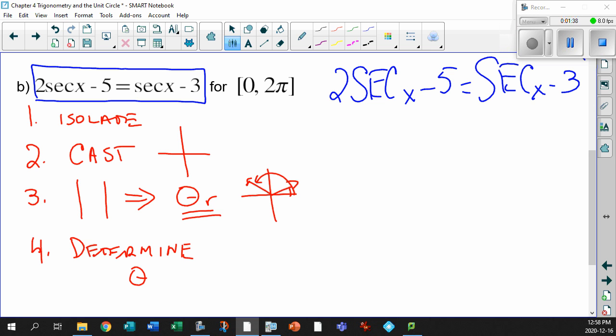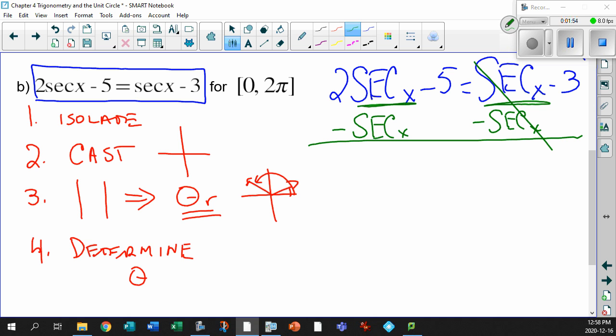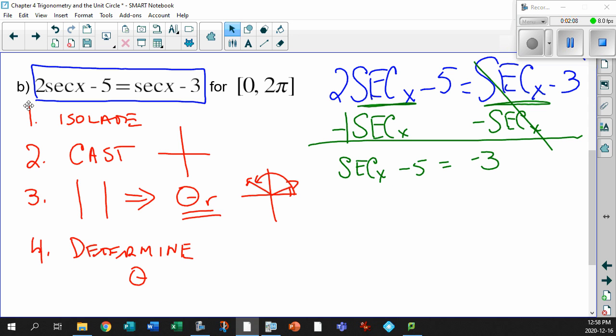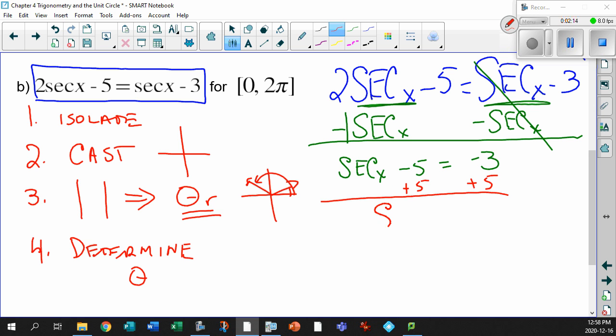Let's start combining like terms. There's a secant x here. There's a secant x there. Bring that secant x over to the other side, which means you have to subtract secant x from both sides. Oh my goodness, that's really easy to do. That's gone, leaving you, oh, look at that, 2 minus 1. Ooh, so tough. This is going to be your secant x then, minus 5 equals minus 3. Keep on solving this until it's isolated. All right, so that means add 5 to both sides. Look at this. You have secant x equaling 2.